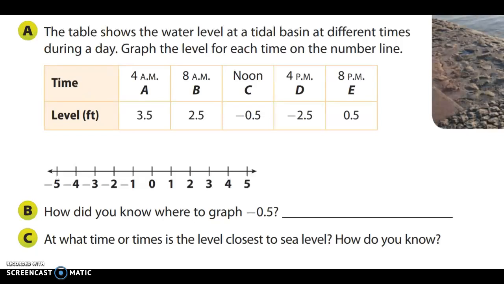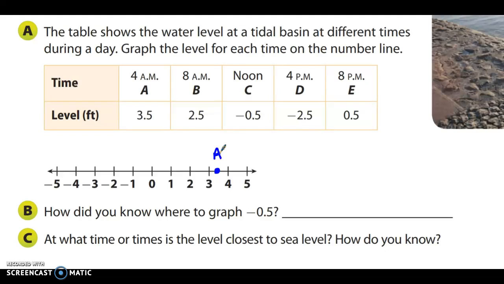So at 4 a.m. we've got point A, and that's going to be at 3.5. And there's no 3.5 on this number line, but there's a 3 and a 4. So here's what you have to know: you go over 3 spaces, and then we go over halfway to 4. 3.5 is right in the middle. When you do this, make sure that you put that point pretty close to exactly between the 3 and the 4. So that's A.